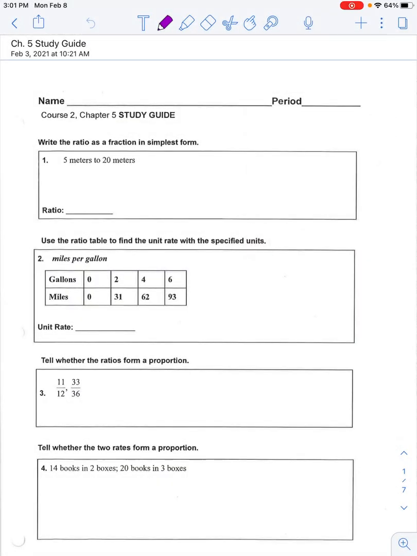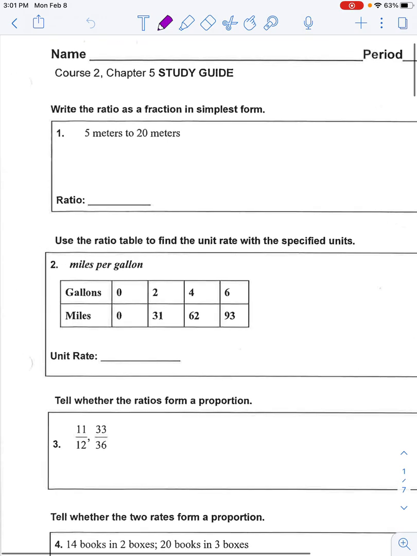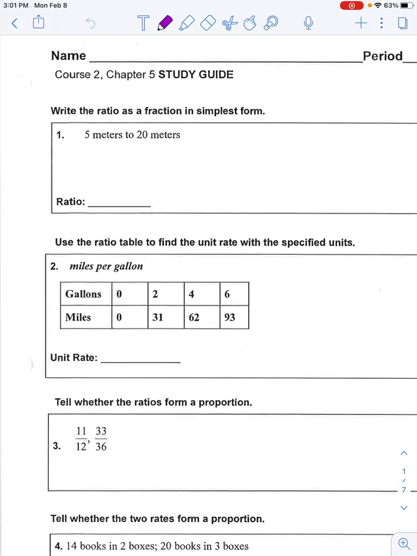Hello, period 4. If you were not in class today, we went over the study guide. So be sure to watch and listen, so you know how I expect you to fill this in the day of your test when I see you next.